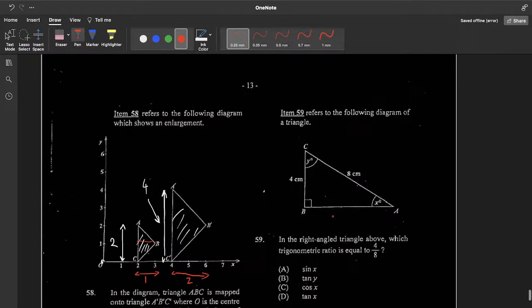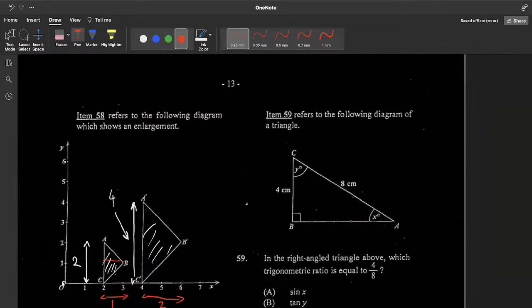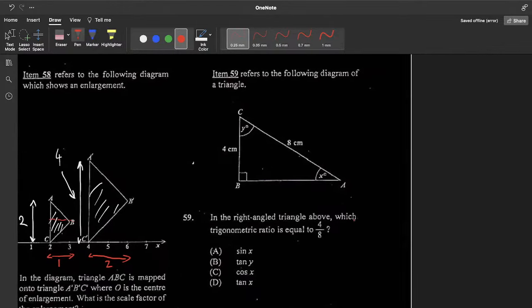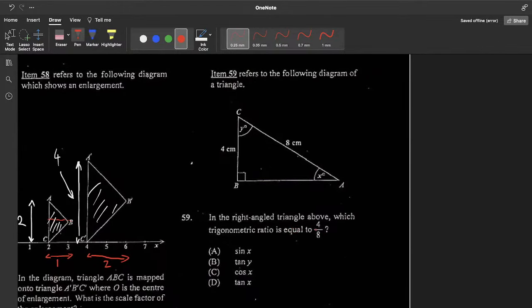Alright, so on this question now, it says, in the right angle triangle above, which trigonometric ratio is equal to 4 over 8? So 4, which is this, over 8. We know already 8 is a hypotenuse because it is opposite this right angle here. So hypotenuse. Now what is 4? 4 is either the opposite or adjacent depending on whether we're looking from the perspective of y or the perspective of x.